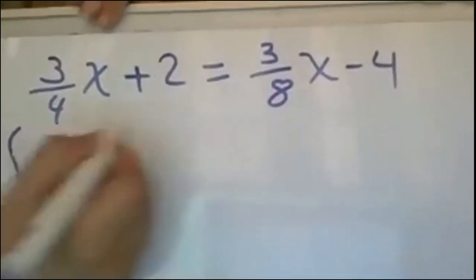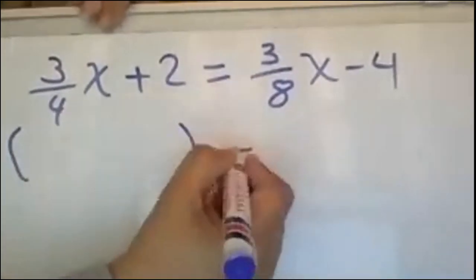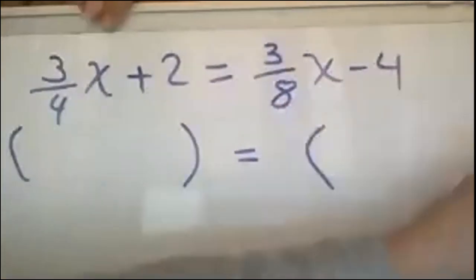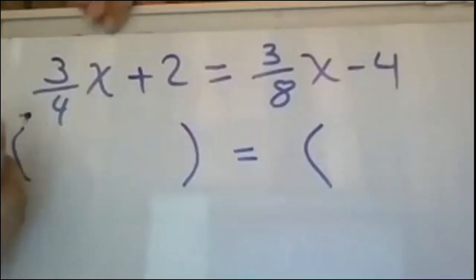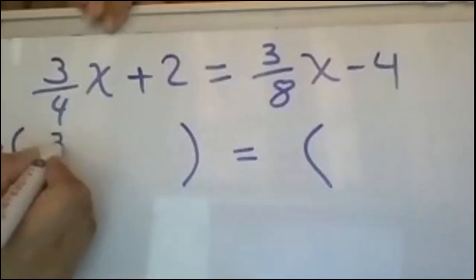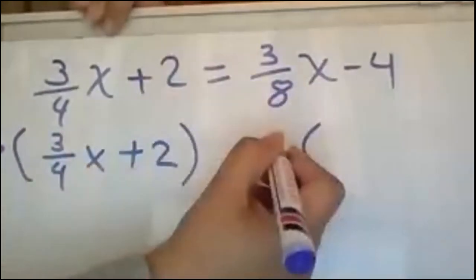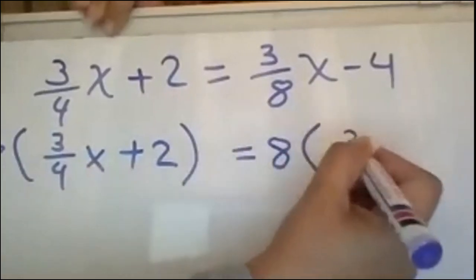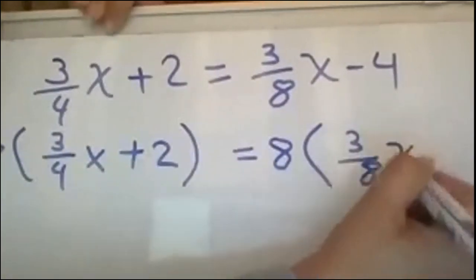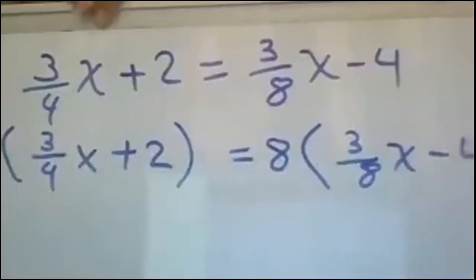So I will put them in parentheses like this, and the other side also in parentheses. And I will put 8. So I have 8 times 3 out of 4 x plus 2, and on the opposite side, I will put 8 times 3 out of 8 x minus 4.